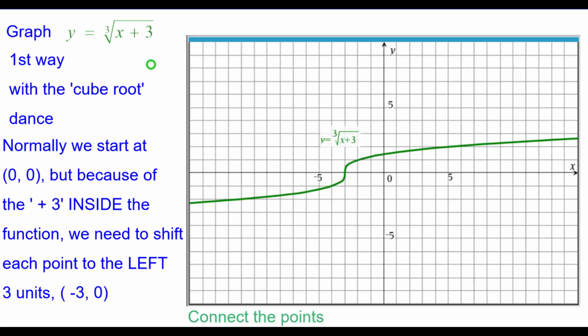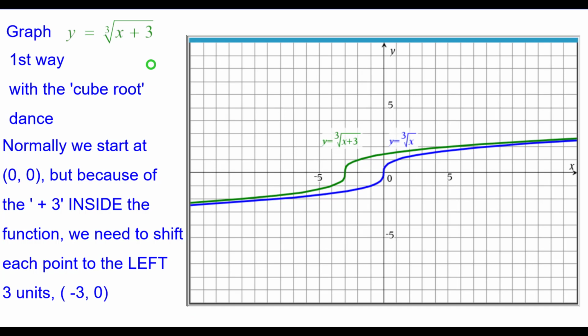Connecting the points, we get the cube root curve, and we compare that to the parent function, and you can see from blue to green, the whole curve is shifted to the left 3 units, every single point.